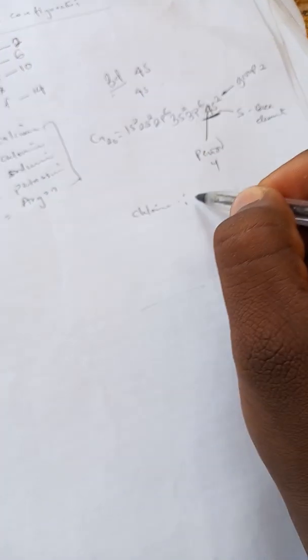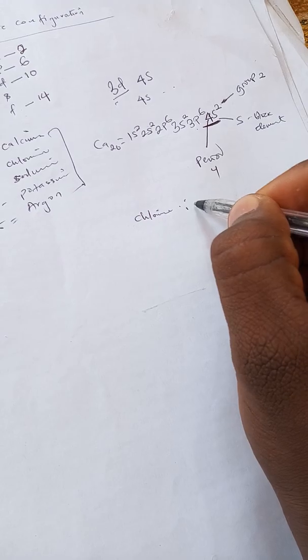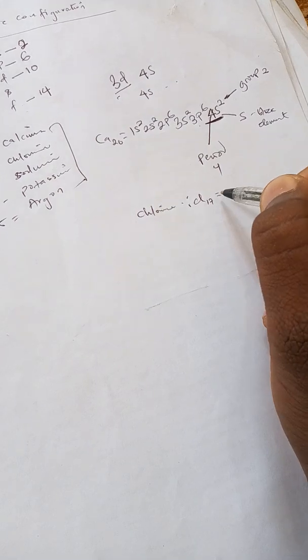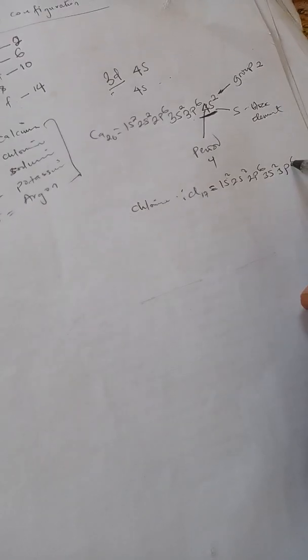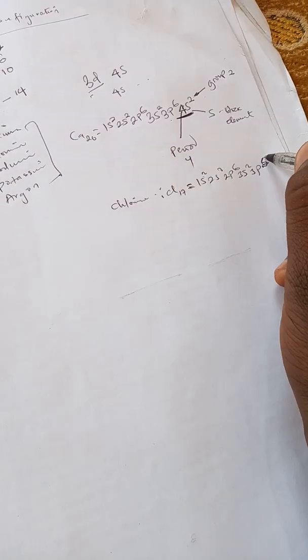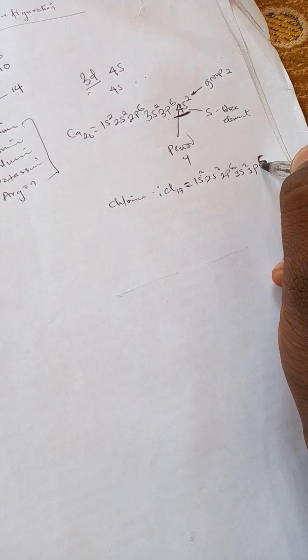chlorine. Chlorine has 17 as the atomic number. By calculating its electronic configuration, we now say 1s2, 2s2, 2p6, 3s2, 3p6. This is how many? This is 2, this is 4, this is 10, this is 12, this is 18. We have exceeded, therefore we have to adjust. We are to adjust the number of the p orbital. Therefore, it becomes 5 instead of 6 now. It became 5.